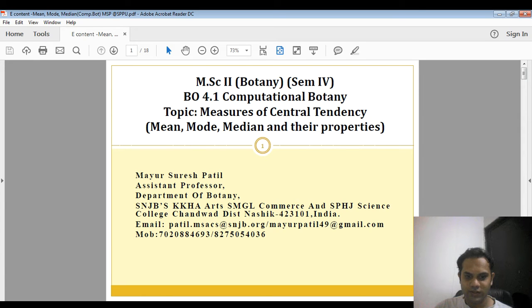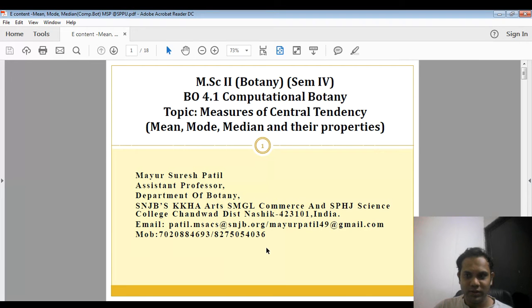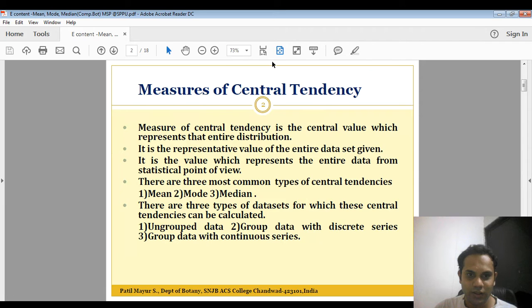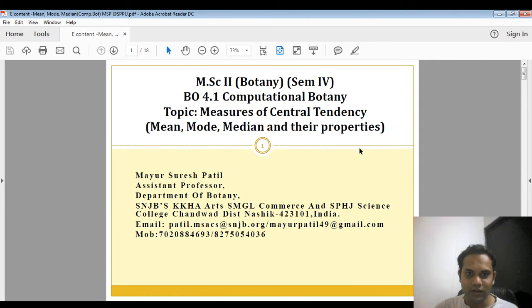Hello, dear students. Today we're going to discuss a new topic, that is nothing but the measures of central tendency. In that, we will be dealing with the different measures of central tendency, which are included in your syllabus of computational botany. So, what are the measures of central tendencies?